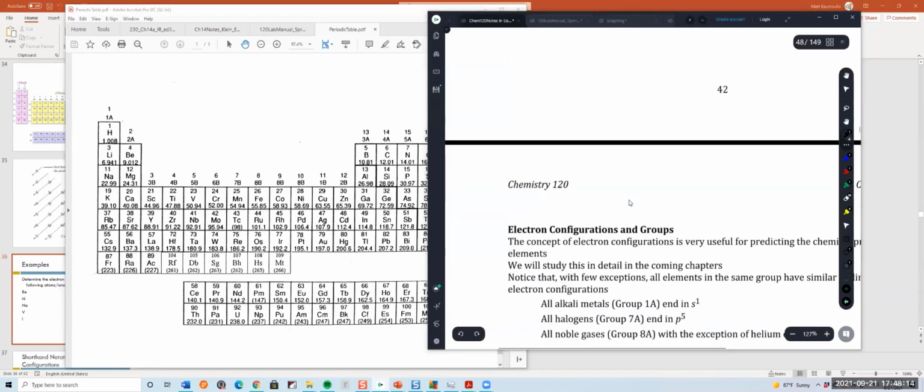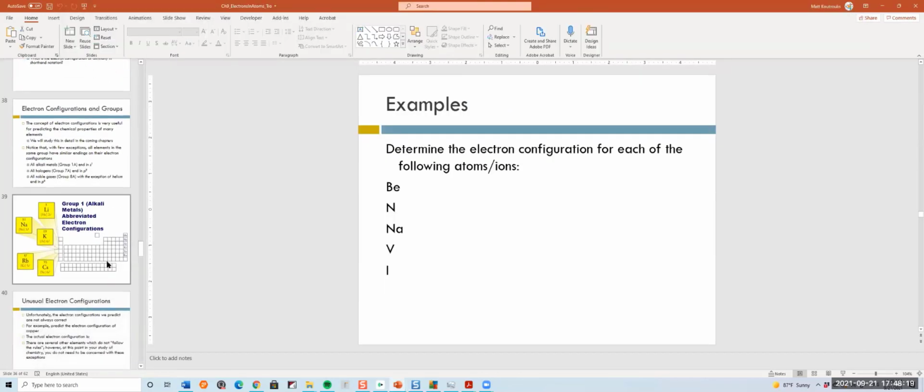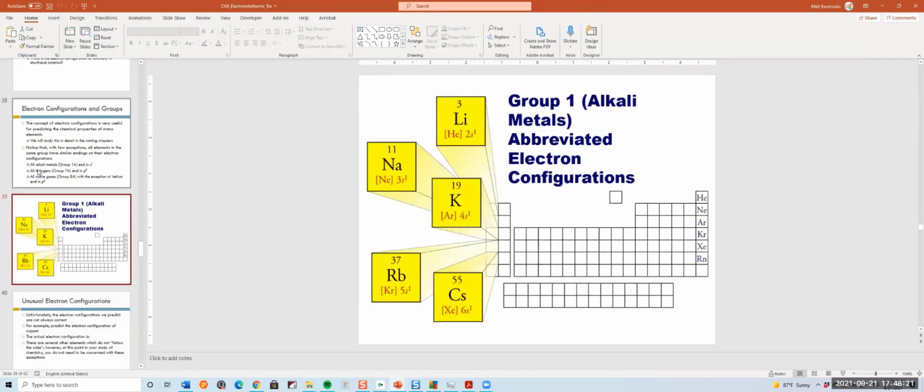Okay. As I was mentioning a moment ago, there is a strong correlation with groups.